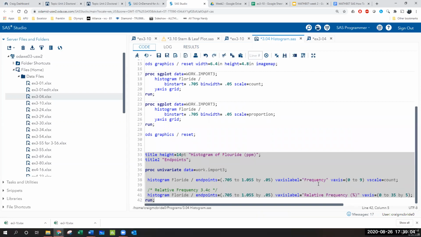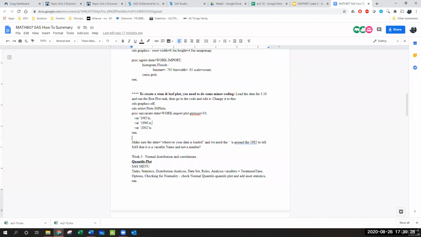Okay, and then you also gave the vertical axis 0 to 9, and you're counting 0 to 35 by 5. Wow, this is really impressive. You did some great work here. Okay, let me add this to our SAS how-to, because this is fantastic.